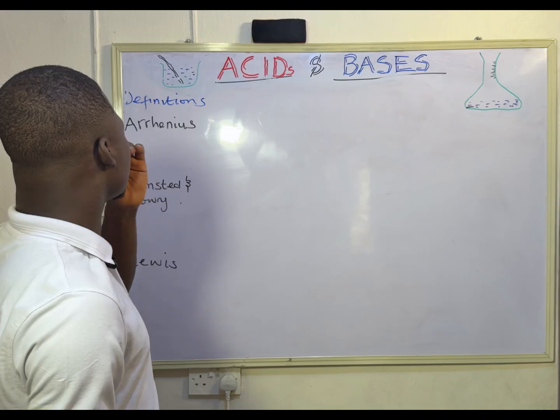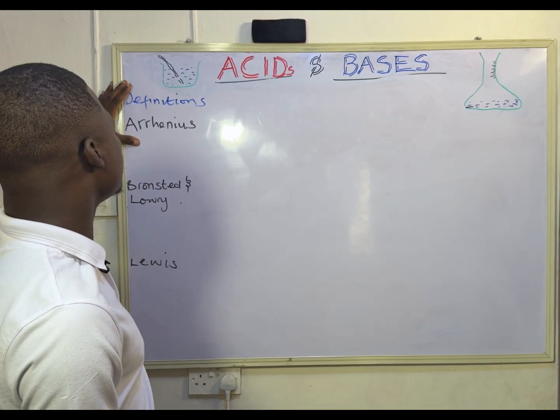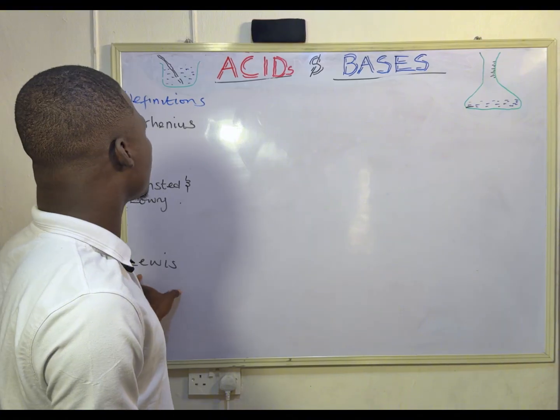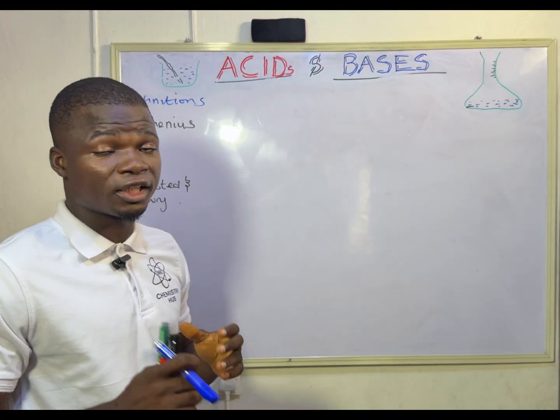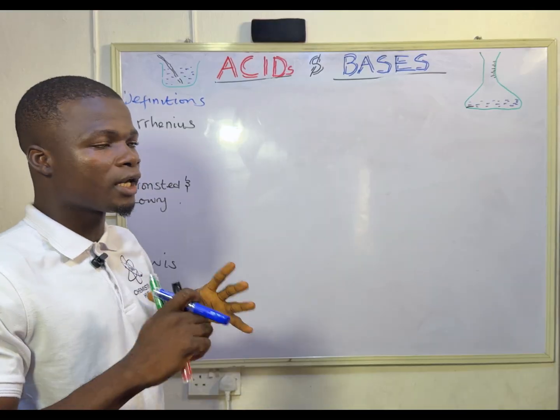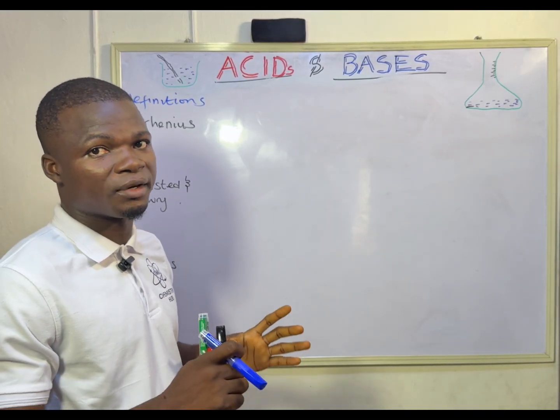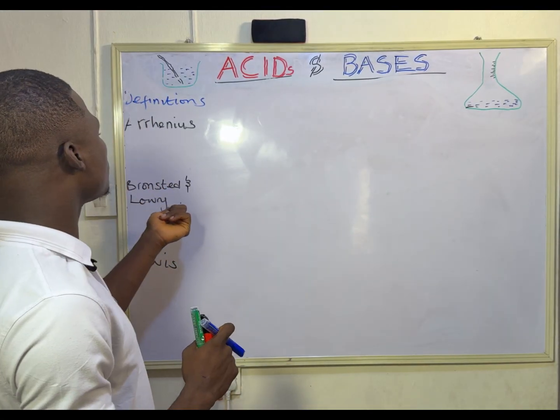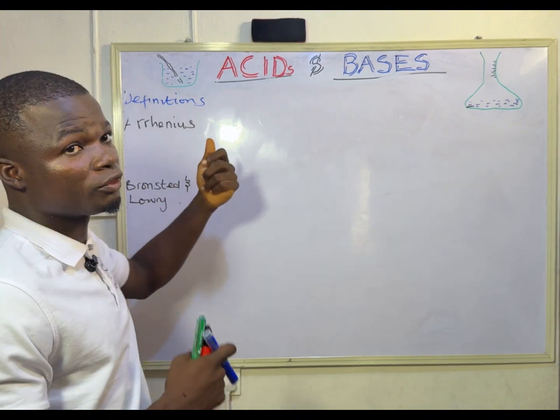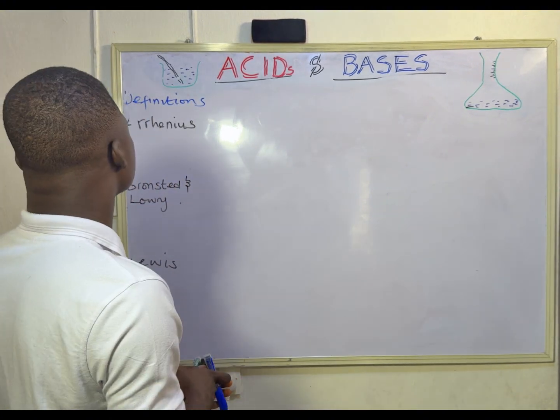Okay, we are going to be looking at the definitions of acid and base according to Arrhenius, according to Bronsted and Lowry, and according to Lewis. We need to pay attention to all these definitions because no single definition will give us a clear concept about acid and base. The beauty of it is that the subsequent definition works on the limitation of the previous one, as we are going to see.